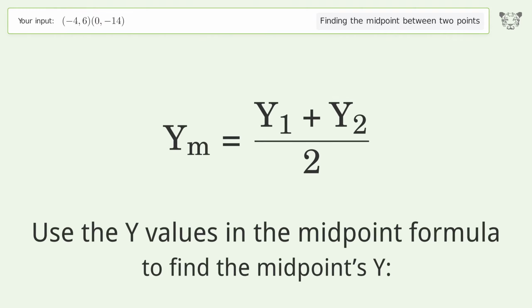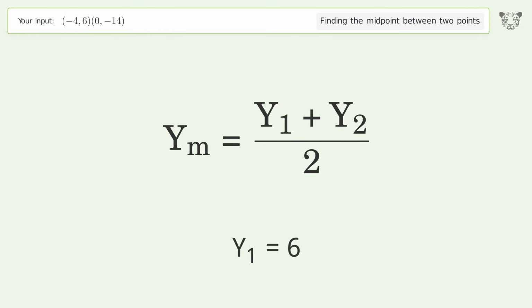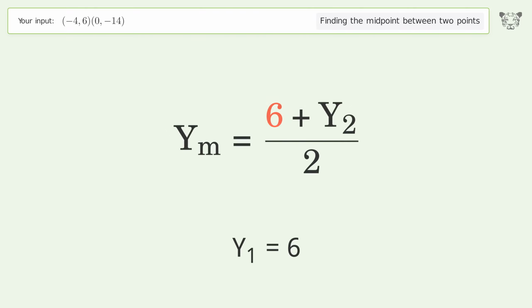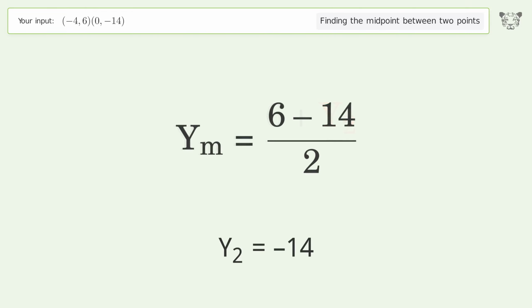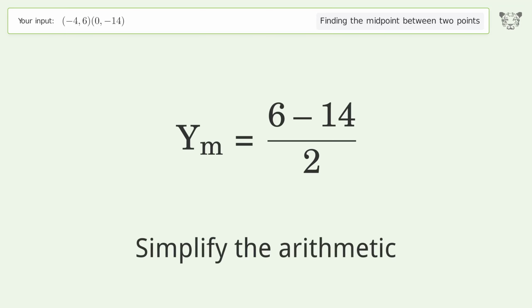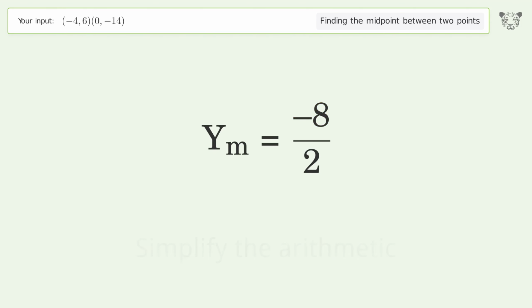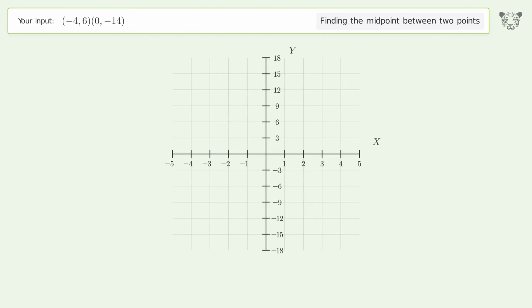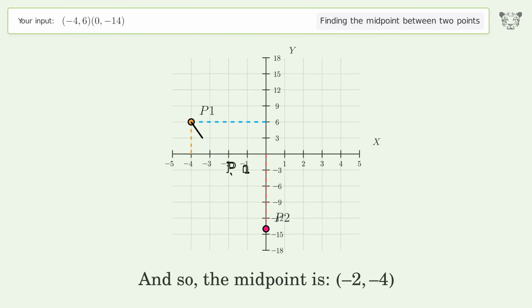Use the y values in the midpoint formula to find the midpoint's y. y1 equals 6. y2 equals -14. Simplify the arithmetic. And so, the midpoint is -2, -4.